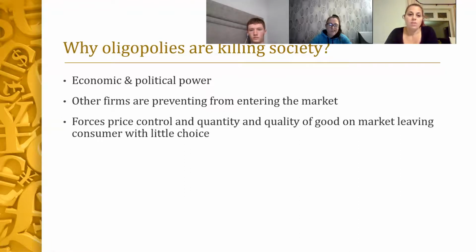So are they killing for society? It could be said that they are, because they have economic and political power, and they prevent other firms from going on to any market. The way that they're able to force price control and the quantity or the quality of the goods on the market leaves the consumer with little or no choice.